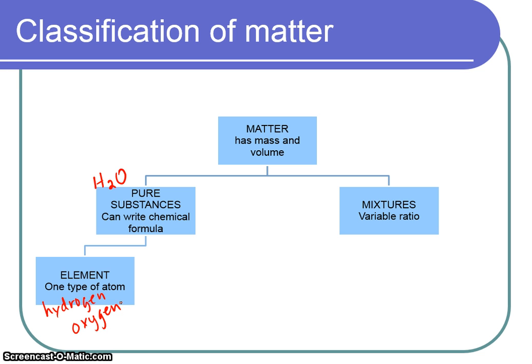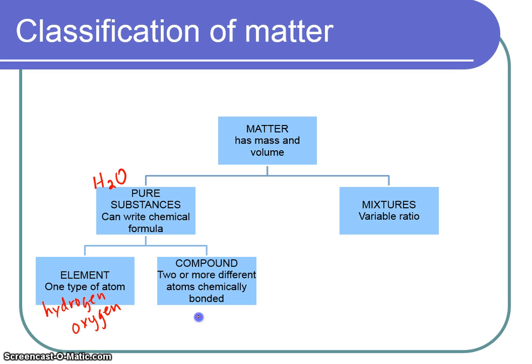Those are my 2 elements that are part of water. Compounds are 2 or more different atoms chemically bonded. And so my pure substance in this case that I picked was H2O. That's a compound. And so looking at this, pure substances are also elements. Okay, so we could have had hydrogen up here as an example of a pure substance.